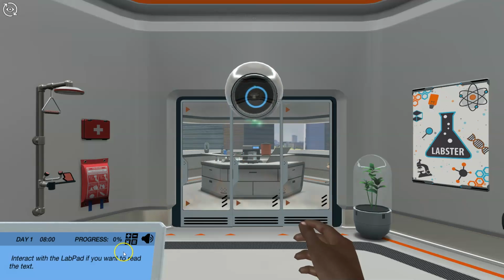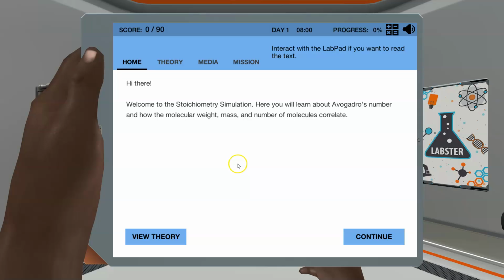Hi there. Welcome to the stoichiometry simulation. Here you will learn about Avogadro's number and how the molecular weight, mass, and number of molecules correlate.